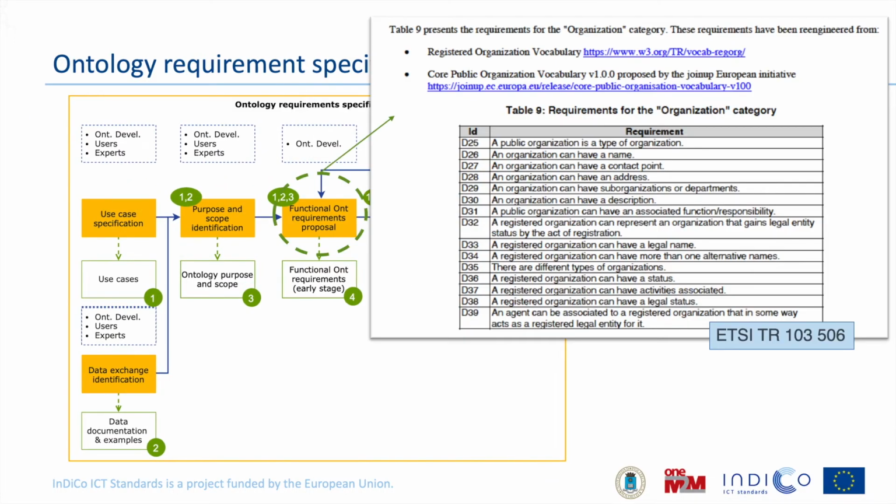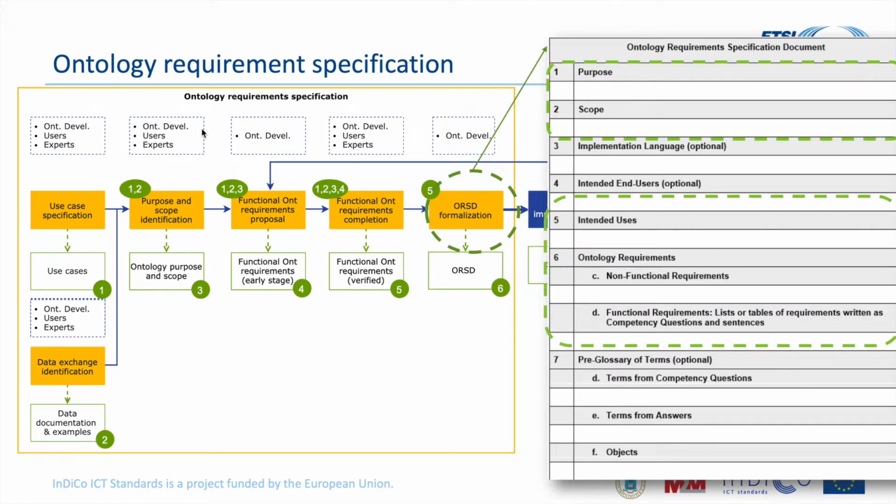The main idea is to have a first version of the ontology requirements that can be reviewed by the users and the domain experts, so that at the end we will have a list of reviewed functional ontology requirements verified.